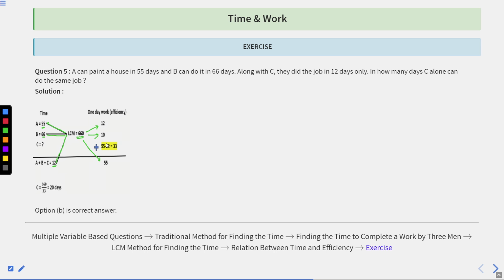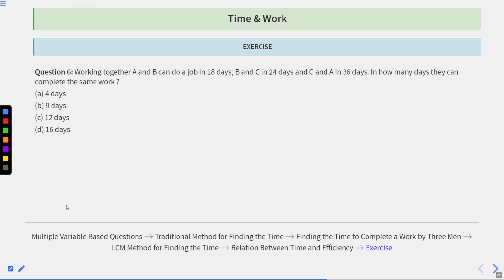So we know that 1 day work efficiency of all three combined is equal to 55. So if I subtract the work efficiency of A and B from the total work efficiency, I will be left with work efficiency of C only. So it will be 55 minus 12 minus 10, that is equal to 33. So now time taken by C, if he did the work of painting the house alone, will be 660 divided by 33, that is equal to 20 days. So the option correct here is option B.